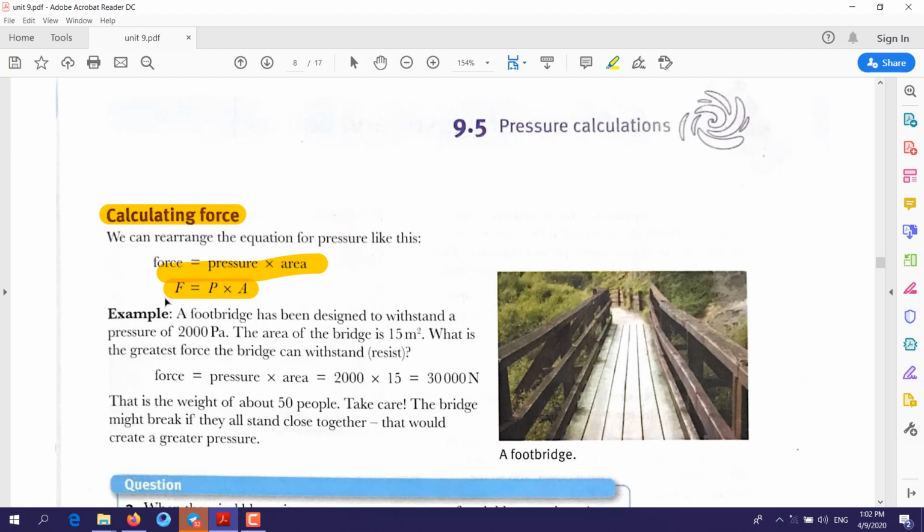Now, which unit do we use to measure the force? Force is always measured in Newton. This is the unit for measuring force.